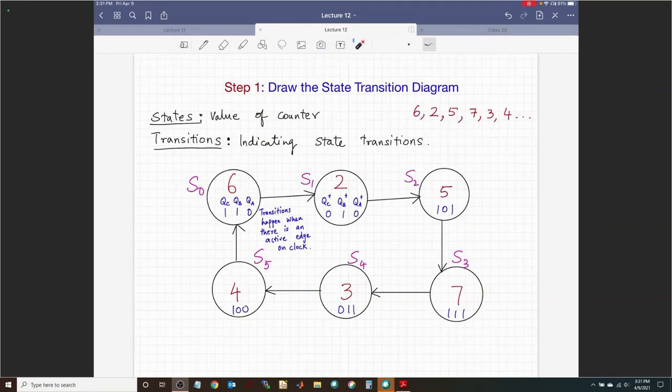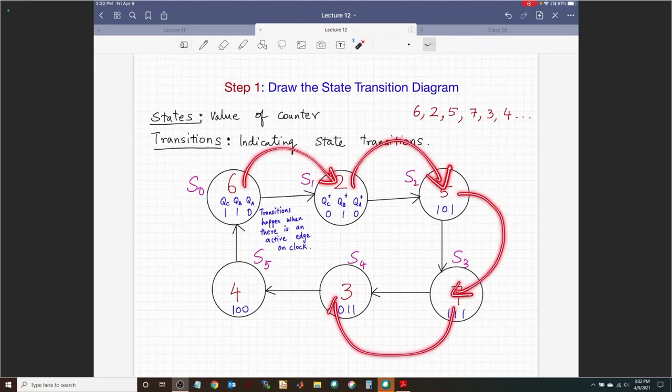All right. Questions about completing step number 1? So the first active edge of the clock goes here. Second active edge of the clock goes here. Third active edge, fourth, fifth, and sixth active edge, it comes back.